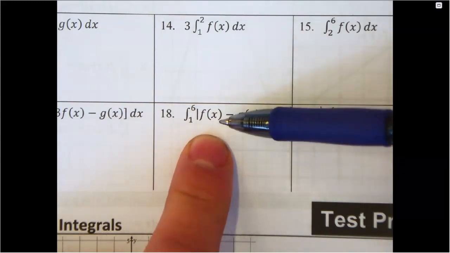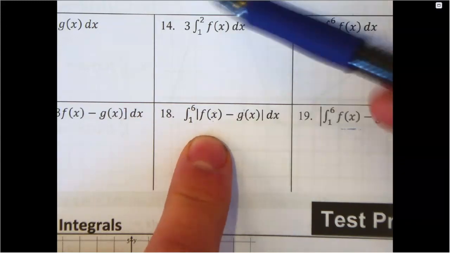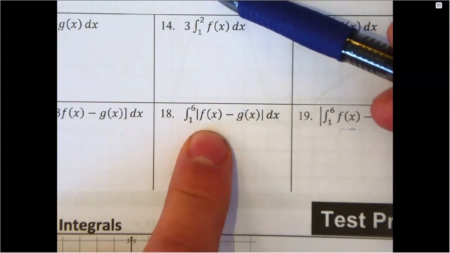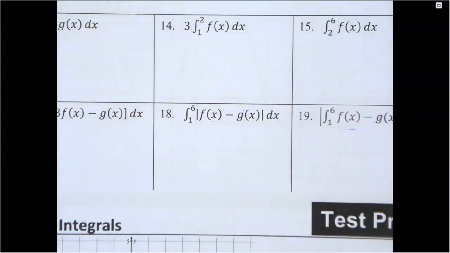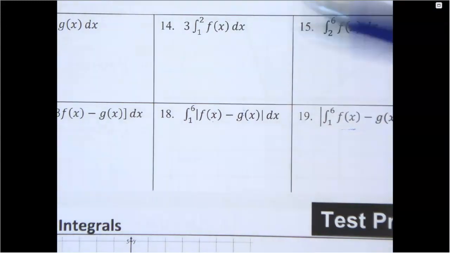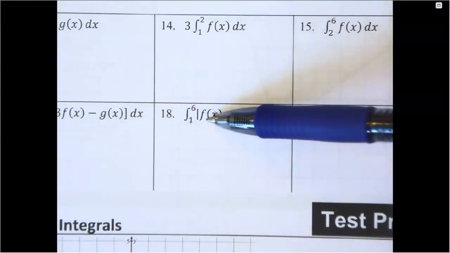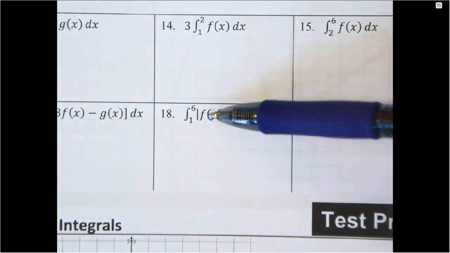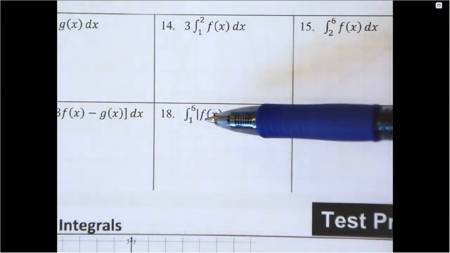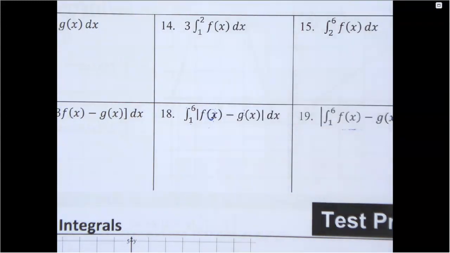And the reason I can't do it is because I don't know enough information about f of x and g of x. Yes, it's 4, but if it was 8 above the axis and 4 below the axis, when I absolute value it, that becomes 12. But if it's 7 above and 3 below, when I absolute value it, it becomes 10. So I don't know enough about it. I don't know what's going on between 1 and 6 because I have to take any part of this function that's below the axis and flip it up. And I don't know where it is. You guys can skip 18. I'm not that worried about 18.